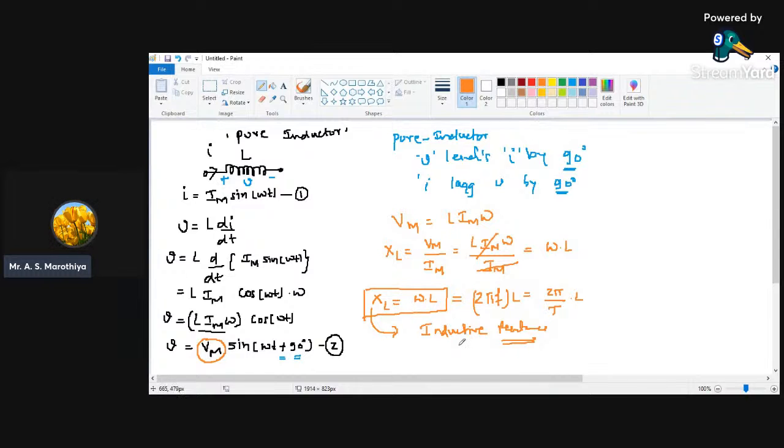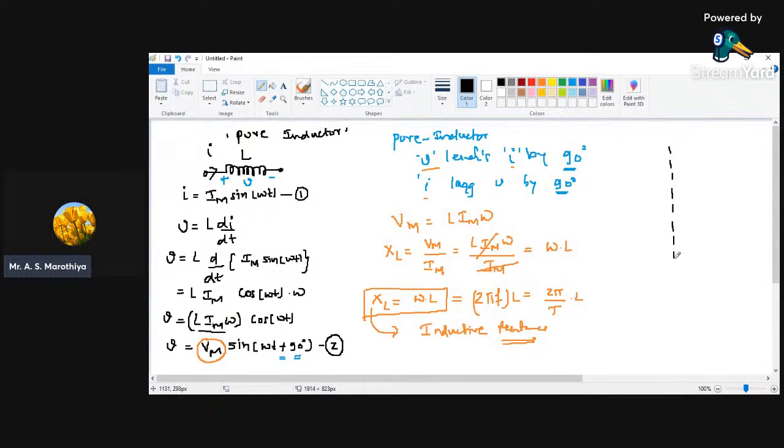So inductive reactance, the formula is omega L, and in case of pure inductor, voltage leads the current by an angle of 90 degree, or current lags voltage by an angle of 90 degree. Now the same thing, suppose if you want to draw in terms of phasor, so how to draw that?